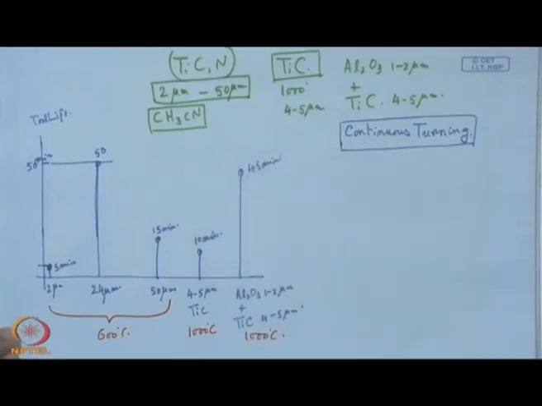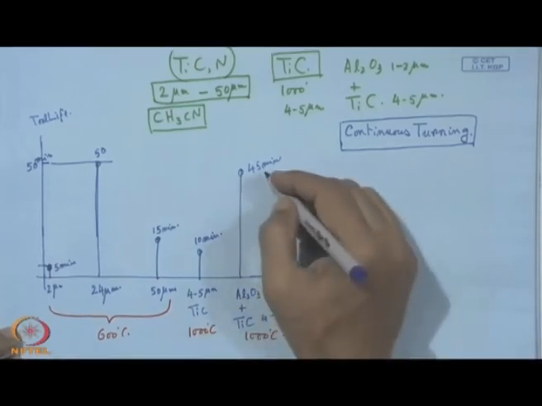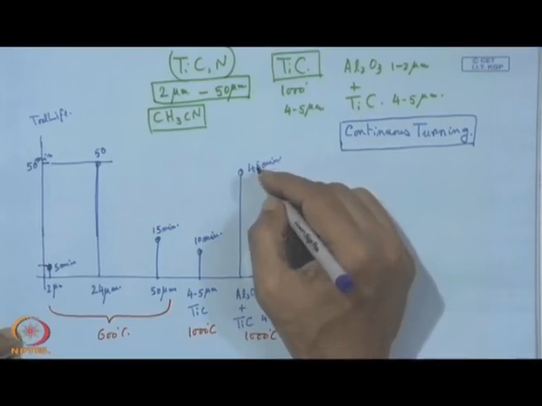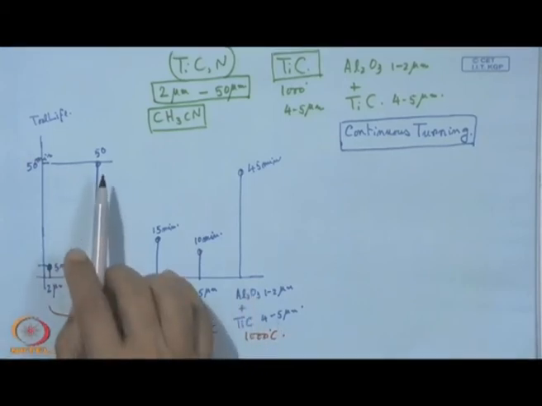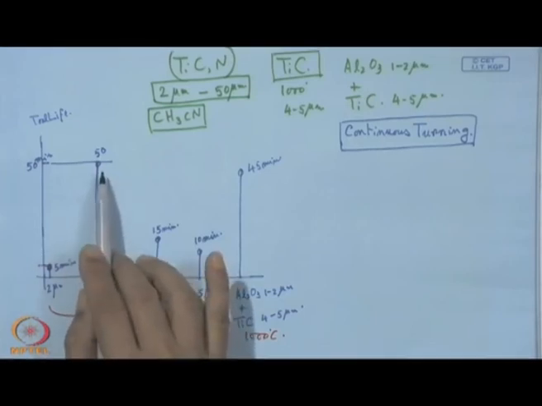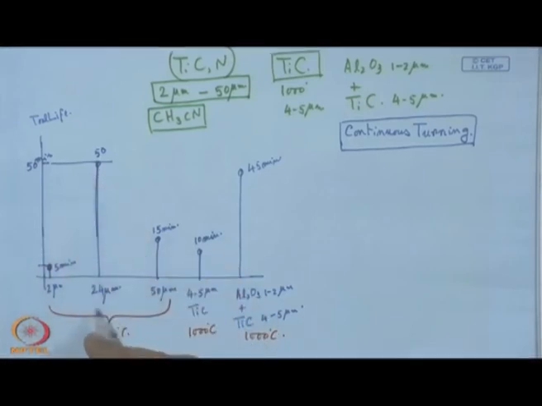So, what is interesting is that a coating of 1 to 2 micron aluminum oxide with a buffer of TiC, 4 to 5 micron, can give a service life of very close to 45 minutes, whereas a coating of TiCN, which is less wear resistant than aluminum oxide, can offer a service life of 50 minutes, and this is possible because of the larger thickness of the coating.